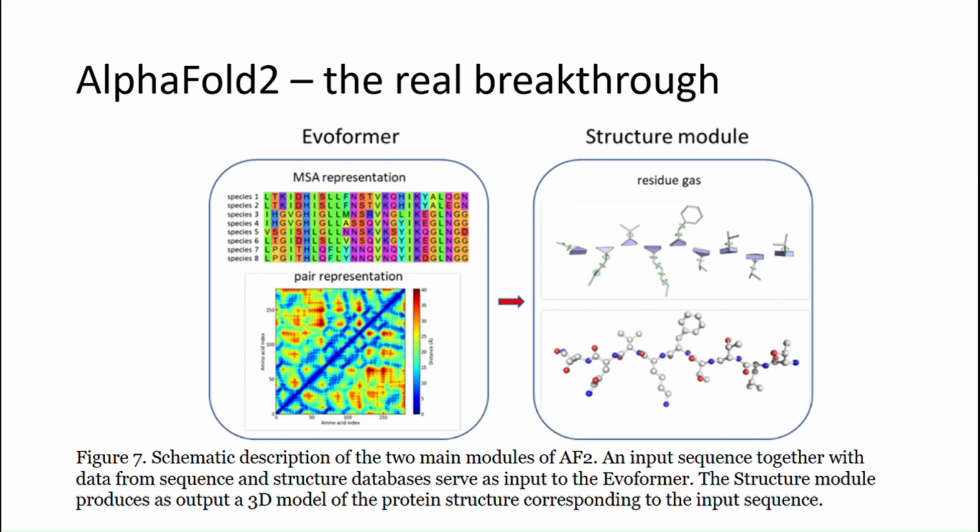AlphaFold 2's architecture relies on two main components. The Evoformer, which simultaneously updates multiple sequence alignments and pair representations, and the structure module, which uses invariant point attention to move residue triangles as rigid bodies into final 3D coordinates. This approach goes beyond mere pattern recognition, effectively learning the physical free energy surface of proteins.